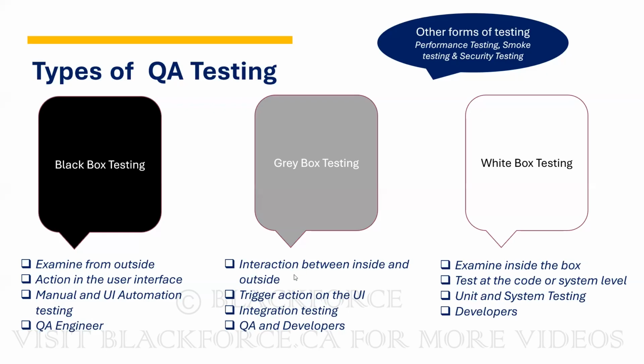Gray box, interaction between the inside and the outside, right? So at this point in time, you are seeing a bit, something is a bit transparent. So you are trying to check something that connects, something that triggers actions on the UI. If I click on a red shoe, I'm triggering something on the UI to take me to the back end.